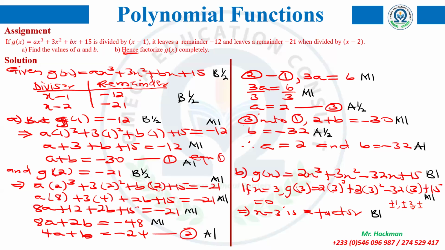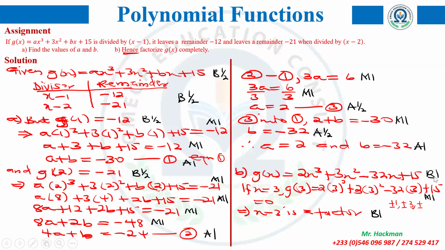So that will be it for question A. Now we are going to move on to question B. What are we supposed to do? We are supposed to factorize. And if you are supposed to factorize, we will need the polynomial. Now we know that once we know the values of A and B, we know the exact polynomial. You come and substitute. So this gives us the exact polynomial.